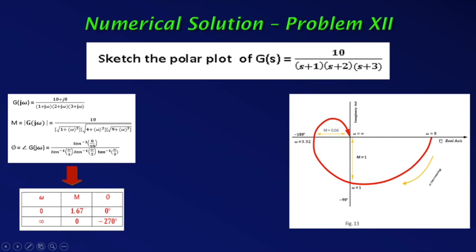Then this magnitude is considered 1.67. So this magnitude is 1.67. This is the starting point. So 0 degree to minus 270. That means clockwise movement. Clockwise movement means negative angle increased. So 0 to minus 90, then minus 180, then minus 270. And this magnitude is 0 when omega is infinity.